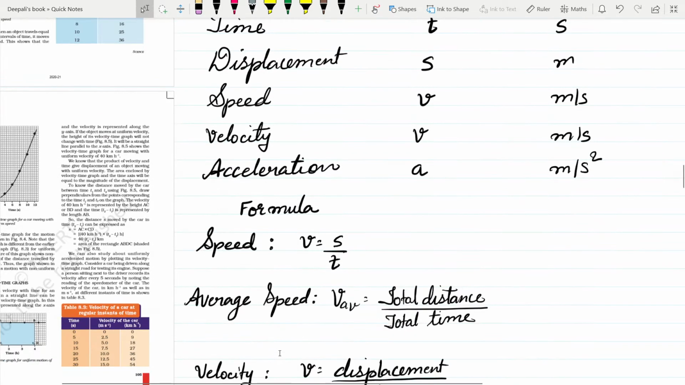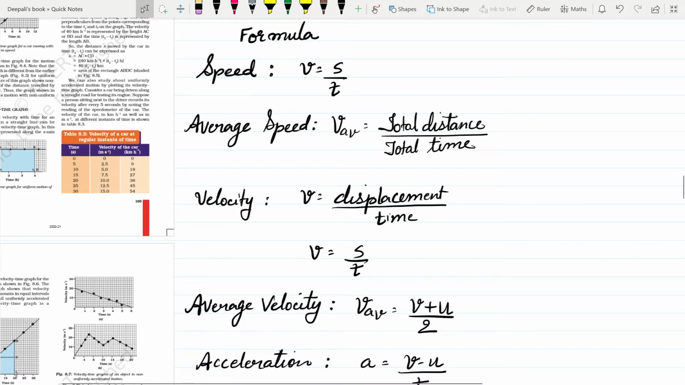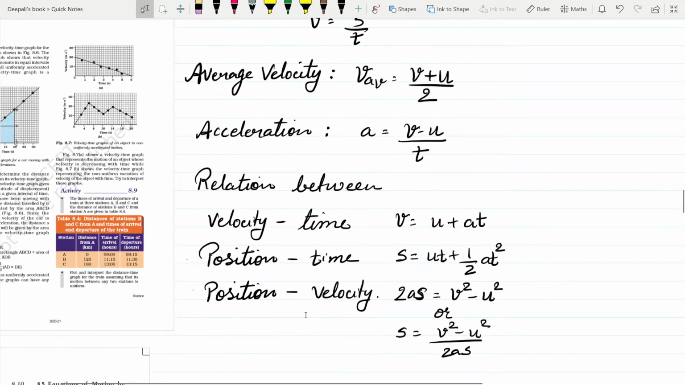Now the formulas related to these quantities are: speed is equal to v is equal to s upon t; average speed is equal to total distance travelled upon total time taken. Velocity v is equal to displacement upon time, so velocity can also be denoted by v is equal to s upon t. Average velocity V_av is equal to v plus u upon 2, and acceleration a is equal to v minus u upon t.